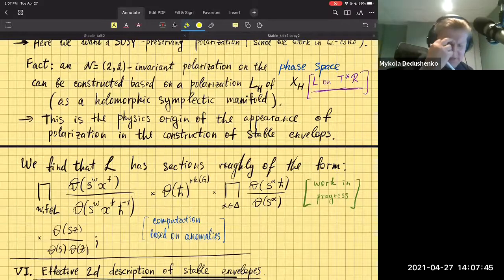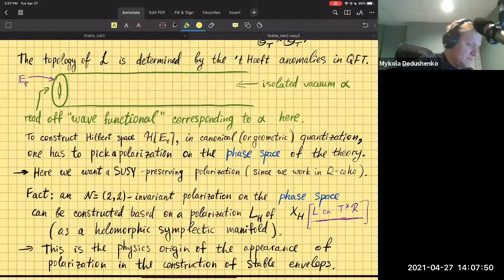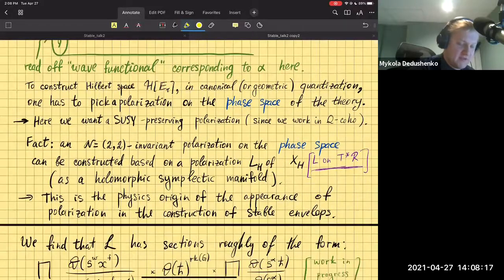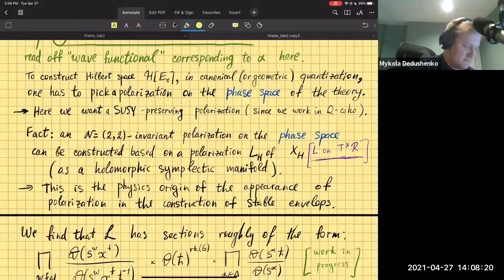But the point is that it's supposed to be basically fixed by anomalies. And by anomalies, I mean anomalies at the boundary, because if you're talking about perturbative anomalies in quantum field theory, they only exist in even dimensions. So in this case, we are in 3D, so there's nothing in the bulk, but there's a certain anomaly at the boundary, and it determines the topology of this bundle of vacua.